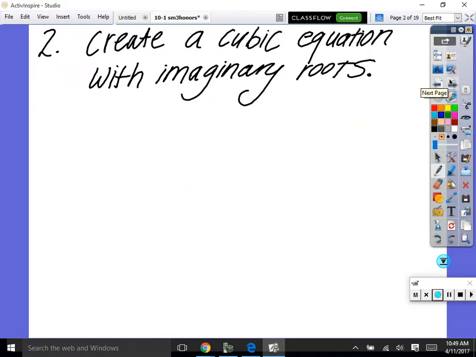Okay, next problem, it says create a cubic equation with imaginary roots. So write that down. There's many answers for this, but they want you to remember a couple things here. So can anyone tell me what we know? A solution that's imaginary. Isn't a root just a solution, guys? Yes, right? That's what root means, is a solution.